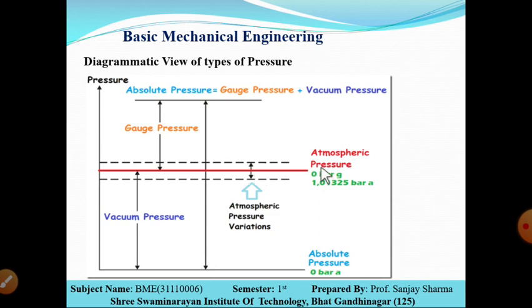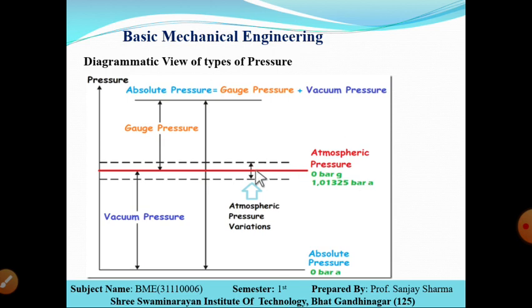This is the atmospheric pressure line. Here, if you see, 0 bar G means the gauge pressure. We have seen atmospheric pressure is 1.01325 bar. This is the atmospheric pressure. So the red line shows that at this point the atmospheric pressure is 1.01325 bar and gauge pressure is 0 pressure. So 0 bar gauge pressure. G stands for gauge, A stands for atmospheric.